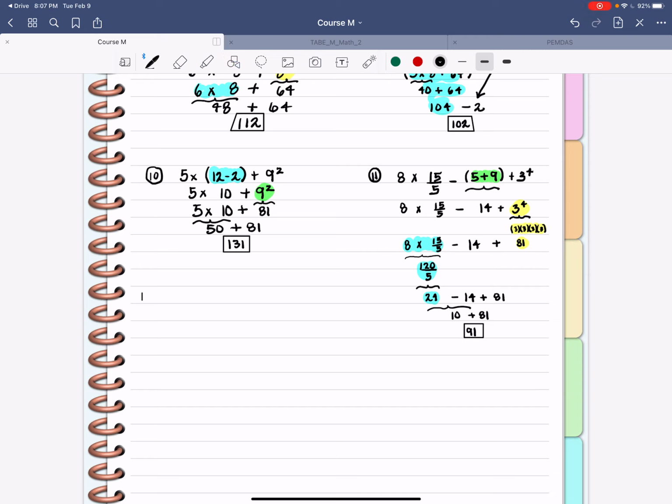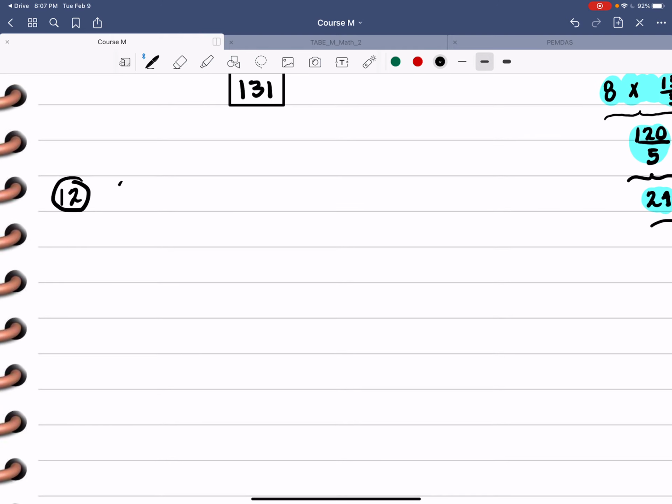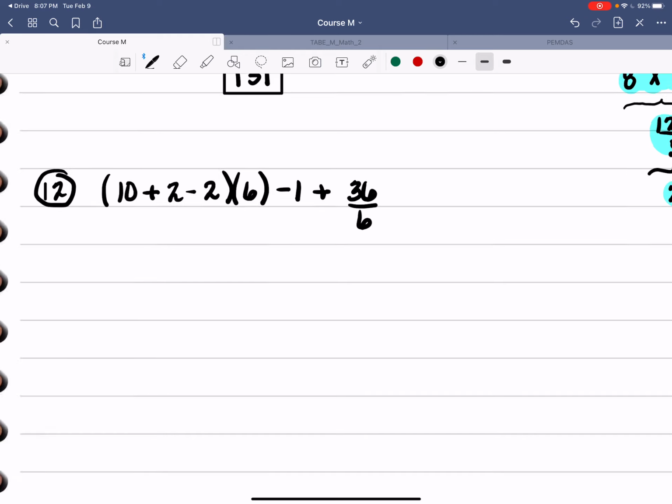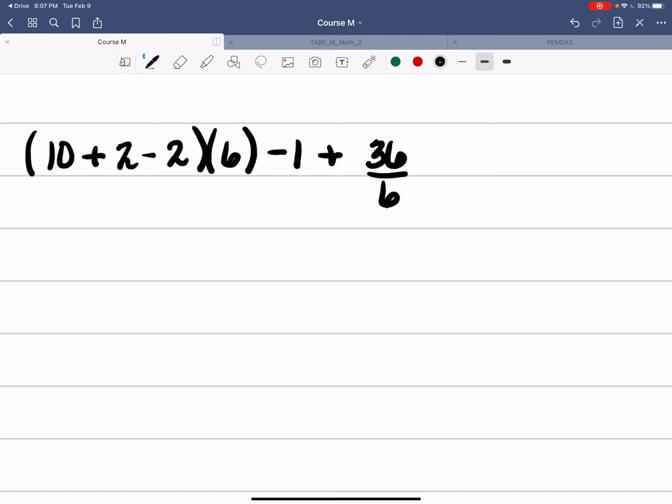Number 12. Big parentheses. 10 plus 2 minus 2. Close parentheses. Another parentheses with a 6 in it. Minus 1 plus 36 over 6. Stop the video if you need to get that copied down.